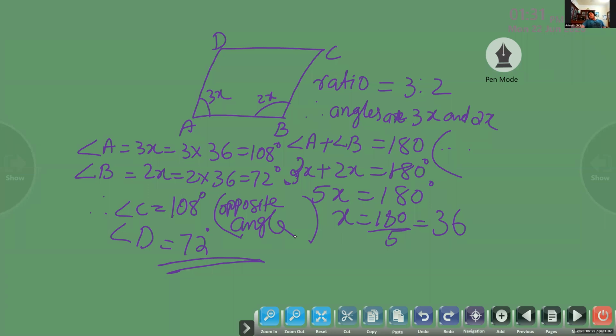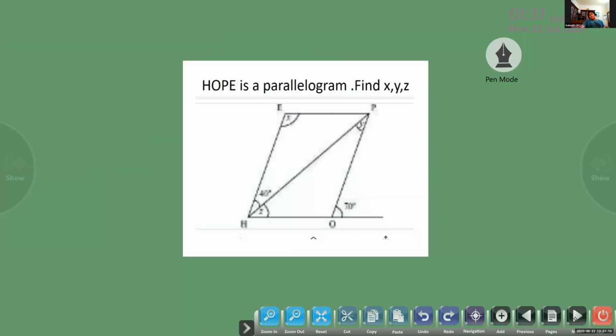Okay, shall I move to the next topic? Yes, ma'am. Next, HOPE is a parallelogram, H O P E. Draw the parallelogram. All of you draw it. HOPE is a parallelogram. Diagonal HP is joined.